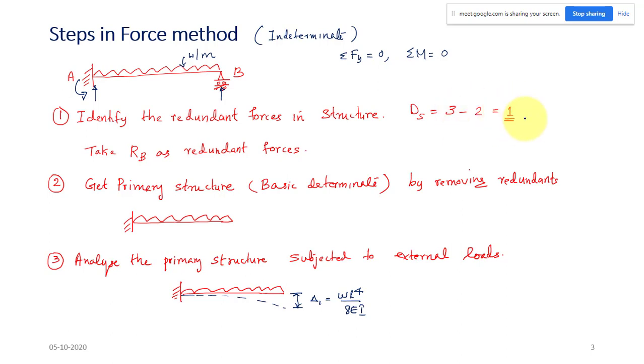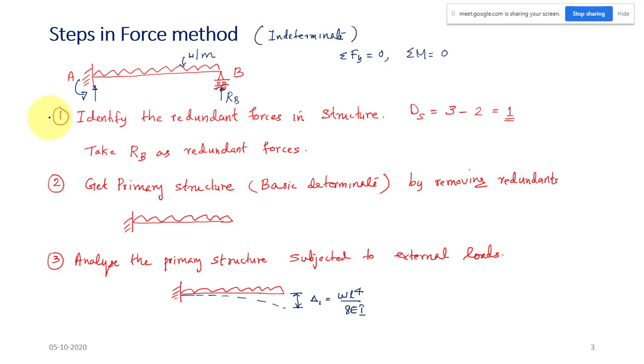So indeterminacy 1 means there is one redundant force in the structure. You can take this moment, or this reaction, or this reaction, you can take anything as the redundant force to solve the problem. So I have taken RB as the redundant force, and that is your first step: identify the redundant force and take any one force as the redundant.